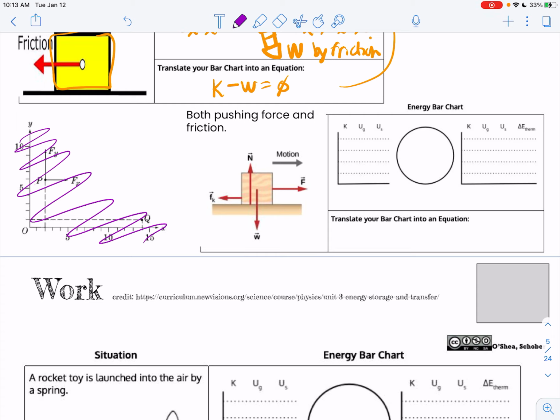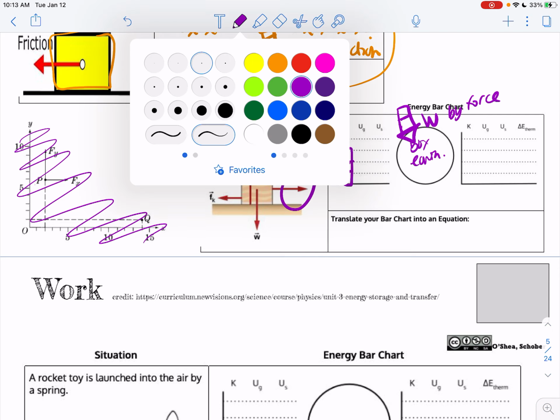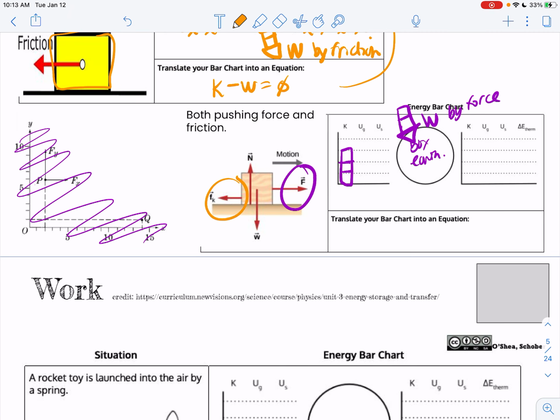Okay, both pushing force and friction. So if I'm going to have that, then it's already moving. And then if I have, let's see, box and earth, all right, this force here is going to be adding energy to the system. So work, I'll just call it a force, I guess, because who knows what it is. Okay, work done by force. And then I also have the friction, which is trying to take out some energy.